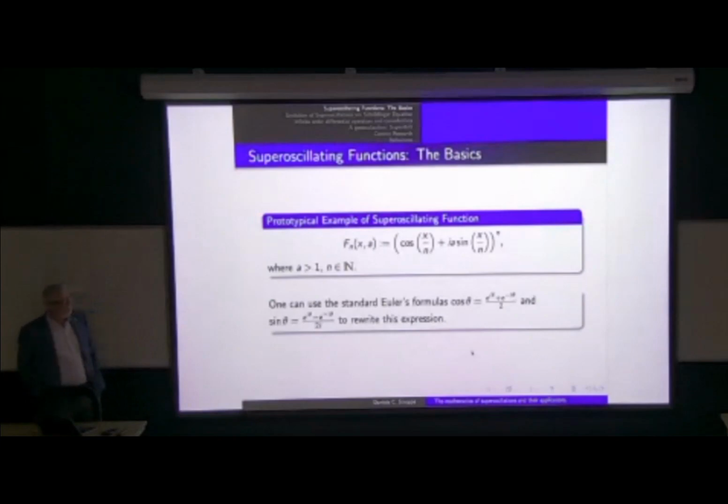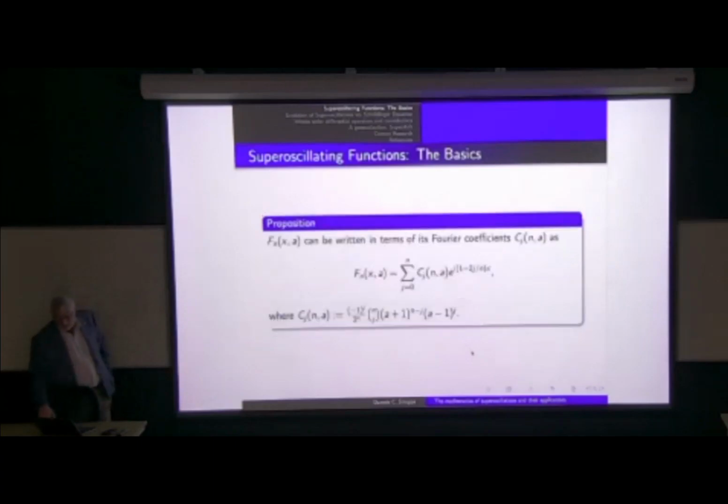Now this function can be transformed by using Euler's formulas. So instead of the cosine of x over n, you get e to the i x over n plus e to the minus i x over n, divided by 2. And instead of i a sine, the i cancels with the denominator, so now you get a times e to the i x over n minus a e to the minus i x over n. So then you collect, you factor them out, and then you take the nth power, so use the Newton binomial formula, and what you get is this expression here.